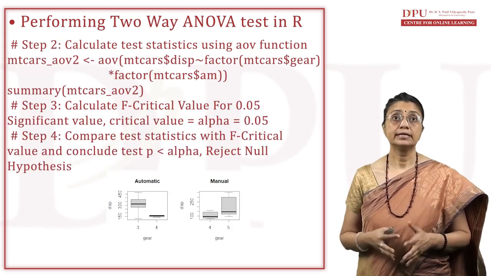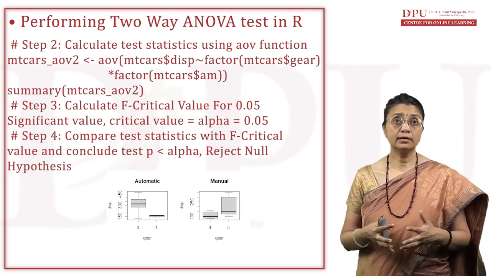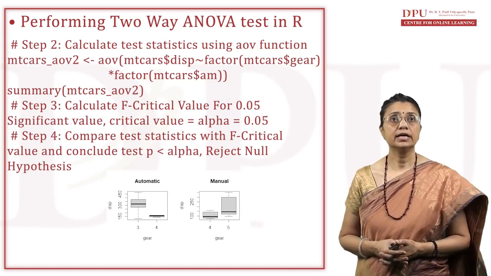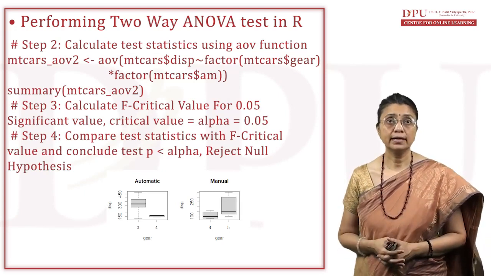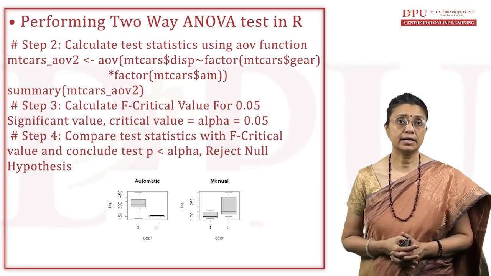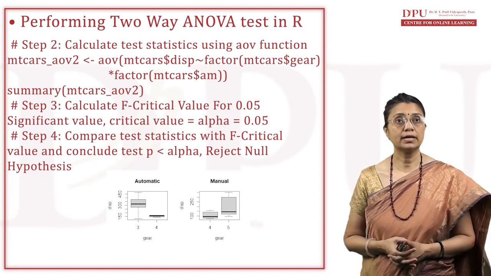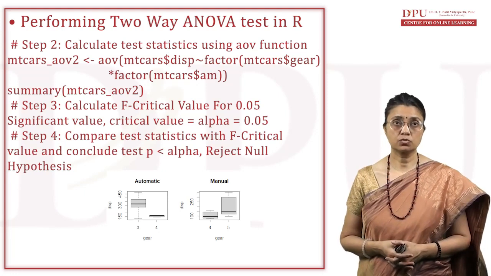Our step 2 is calculate the test statistic using the aov function. And here we have calculated the test statistic. aov, within brackets, we pass mtcars$disp ~ factor(mtcars$gear) multiplied by factor(mtcars$am), and that value is stored in mtcars_aov2. Now summary(mtcars_aov).